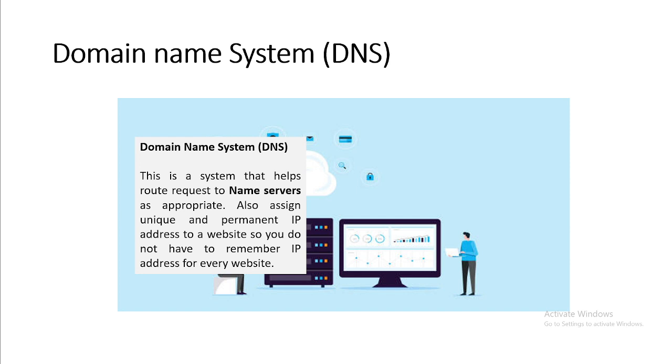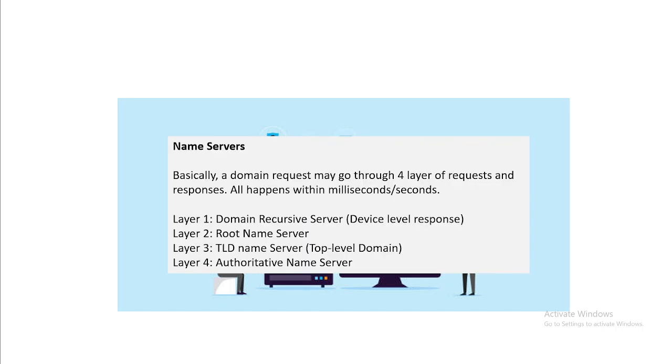Domain name system. This is a system that helps route requests to name servers as appropriate. It also assigns unique and permanent IP addresses to websites so you do not have to remember IP addresses for every website. Name servers. Basically, a domain request may go through 4 levels of request and responses. All happens within milliseconds or seconds.